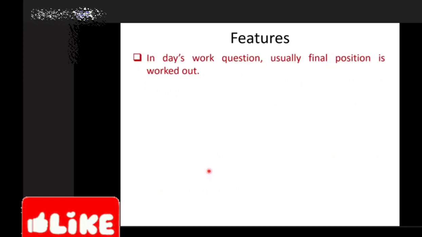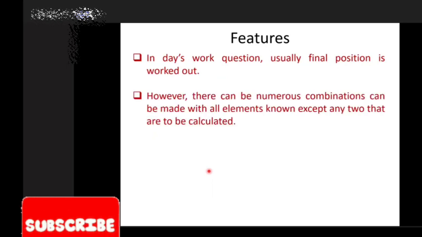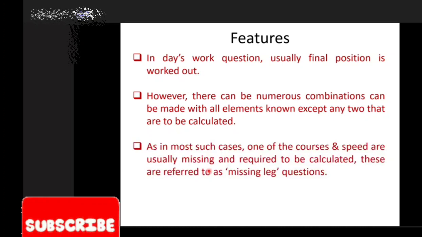Let's take it through. In a day's work question, usually the final position is to be worked out. However, numerous combinations can be made with all elements known except any two. As in most such cases, one course and one speed are usually missing and required to be calculated by us. Therefore, this type of question has been named, just for the sake of remembering and assigning an identity, a missing leg question. Okay until this point, beta? Yes, sir.